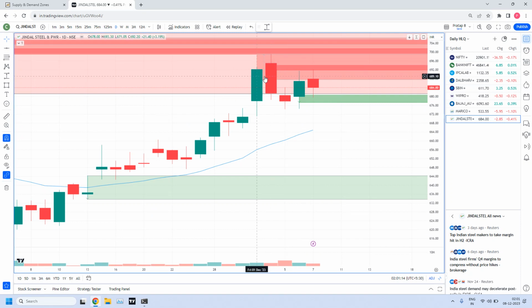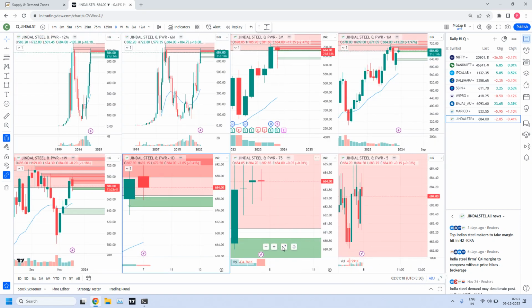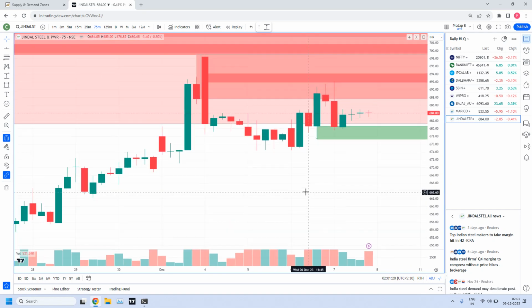Why here again we identified a fresh 75-minute zone. Let me show you, let me go to the 75 minutes time frame. See, it is a newly created 75 minutes. When on last Friday this zone is created, we have a rally candle, we have a base candle, we have a drop candle.